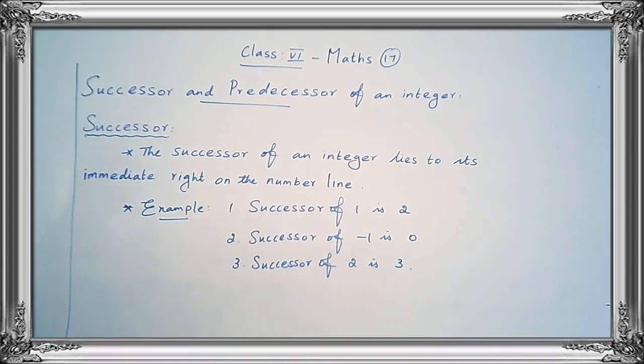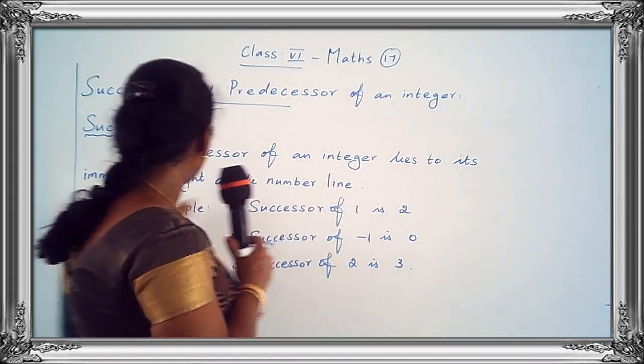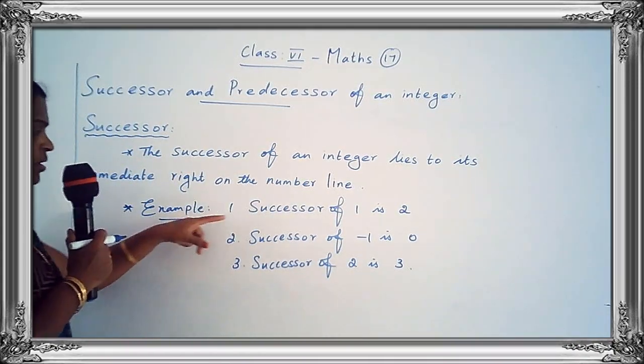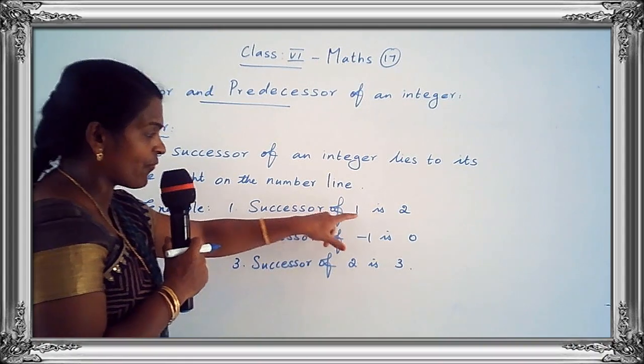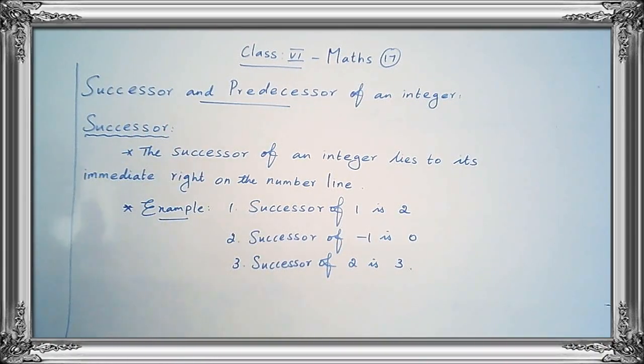Okay children, you see the definition? The successor of an integer lies to its immediate right on the number line. Okay, you write the example also. First example, successor of 1 is 2. Here 2 lies on the right side of 1. So that's why 2 is the successor of 1.